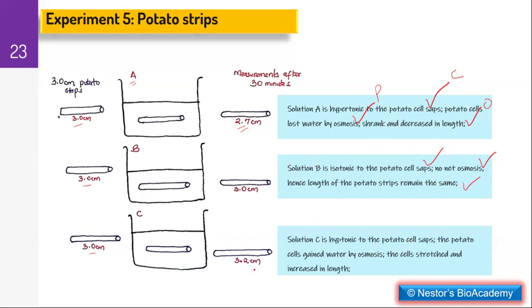For C, you can see again, there has been an increase in length. This means there has to be intake of water by osmosis, making the cells stretch slightly. So this will mean solution C is hypotonic to the potato cell sap. So the potato cells gained water by osmosis, and the cells stretched and increased in length. And that is how these experiments are supposed to be explained.